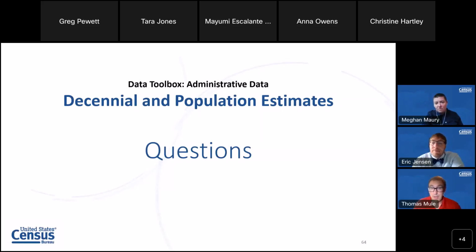An example of where we might have administrative record data, but we're less confident in it, let's say, we have Bob Jones.